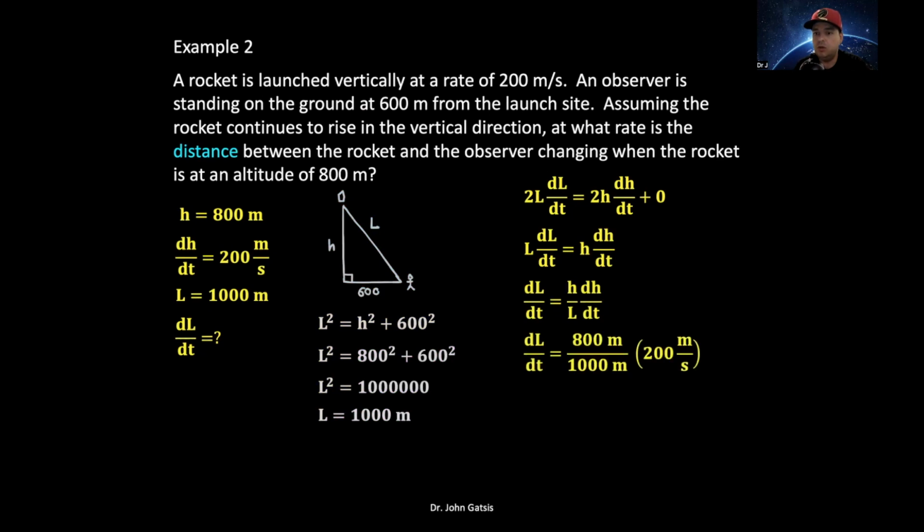If you notice, the meters in the first fraction cancel. So you do get units of meters per second. And the answer is 160 meters per second, which ultimately is all you need to do. So bottom line for this example and the previous one was just write down the static equation, find the rate of change, plug in the information based on your checklist, and hopefully things work out.